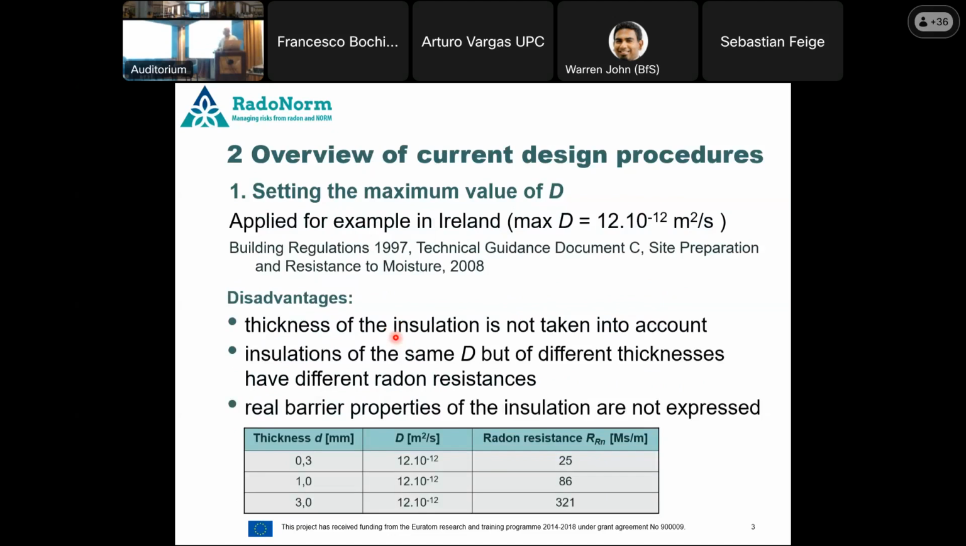The first one is setting the maximum value of the radon diffusion coefficient. This approach is used, for example, in Ireland. The problem is that if I have different thicknesses and the same radon diffusion coefficient, I will have different radon resistances. So this approach, in fact, does not express the real barrier properties of the waterproofing product.